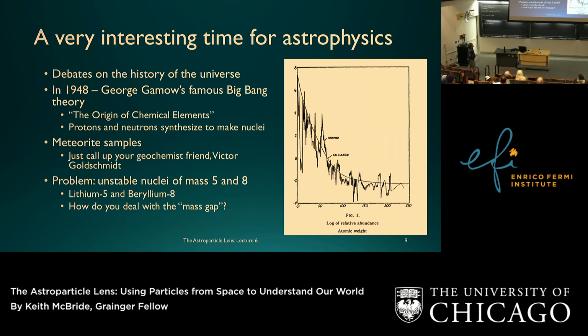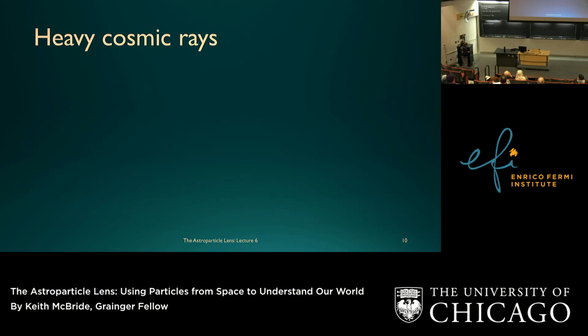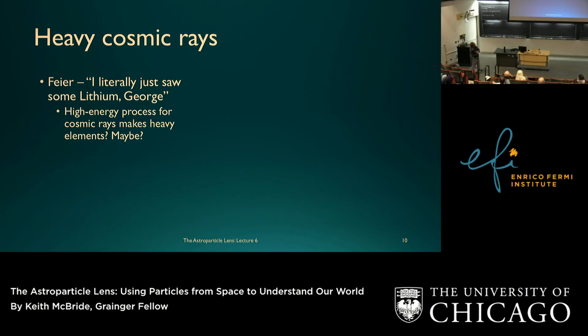So this is the question. How do you deal with the mass gap? How do you make the kinds of nuclei that George is saying we should have here? Most of it is hydrogen and helium. But all these other nuclei need to be made somewhere. And so we come back to Phyllis Fryer in the same year. He says, well, George, I just actually saw lithium, so he can't be completely right. But really, the high-energy process that makes these cosmic rays that Phyllis just measured, the question becomes, is it making all of the heavy elements as well?